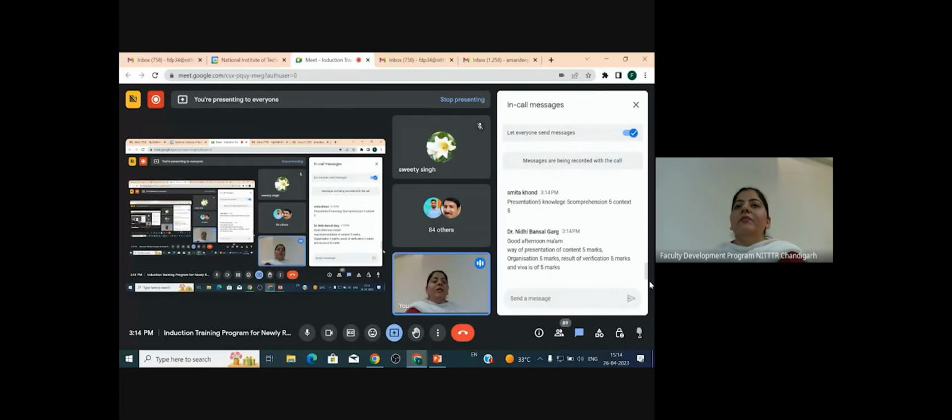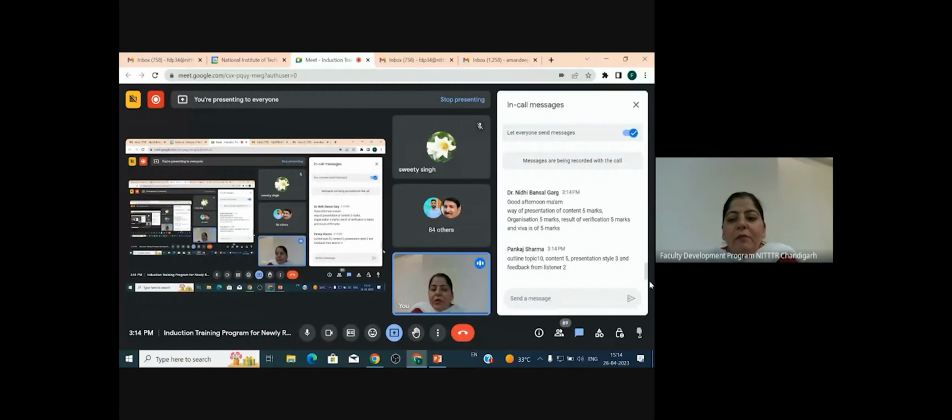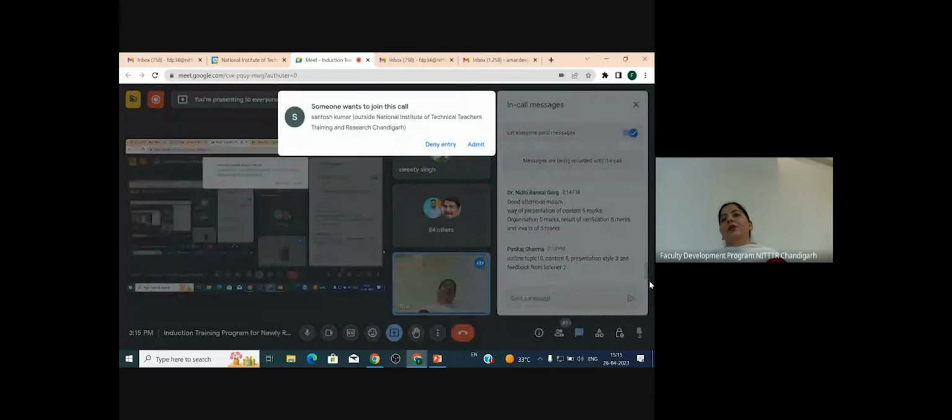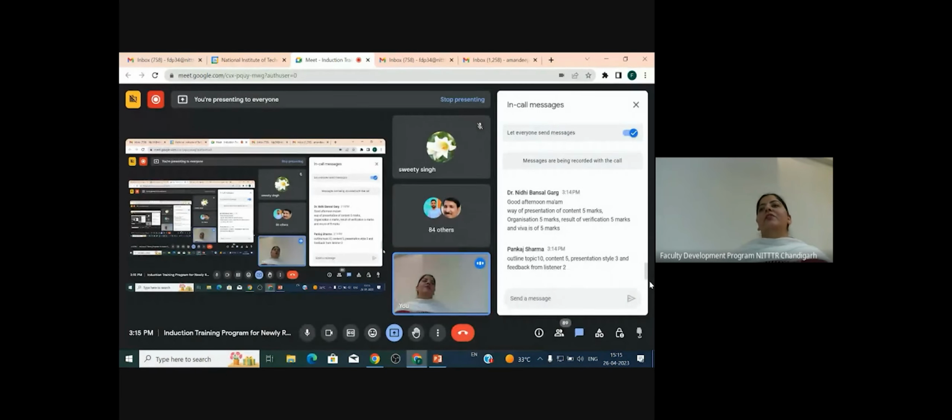Now see, there are different kinds of expectation from every faculty member. So it's the same kind of activity that is given to all the members, presentation skill. So a participant replied outline of the topic 10 marks, content, presentation style 3 marks, feedback from the listener 2 marks. Suppose you are using this activity at your institute for 3rd, 5th and 8th semester students, and for diploma 1st, 3rd and 5th semester students.